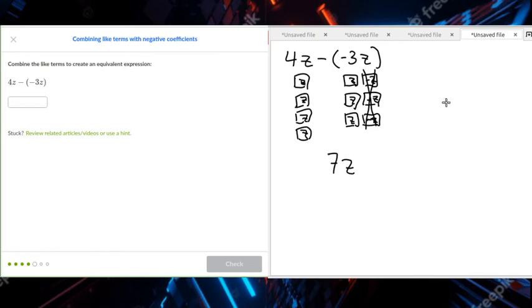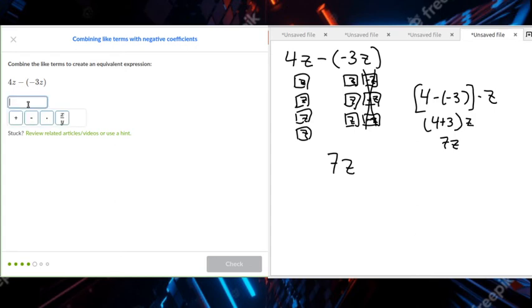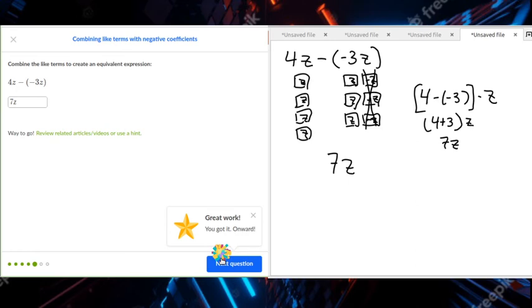Z's. And another way to look at that is 4 minus negative 3 all times Z. Factor that out, and then that's the same as 4 plus 3, which is 7. So we'll get 7Z. Alright, so that's another way to do it. And that's probably the way you'll do it later when you get really good at it. You can do it that way now if you understand it.